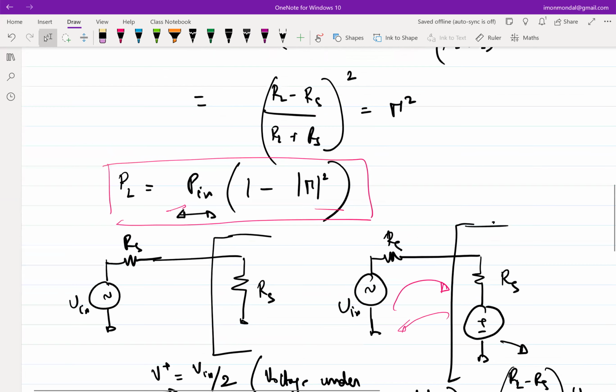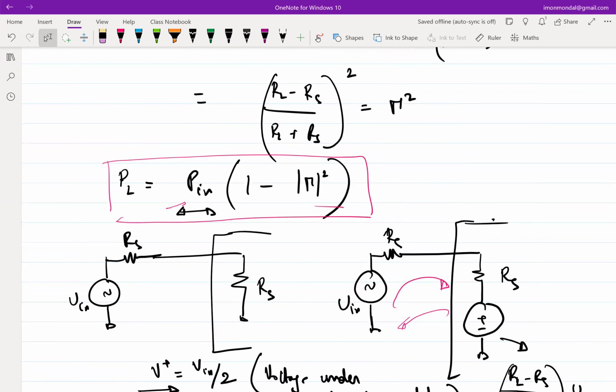Come again. If we put Z in equal to Z in star, yes. Mm-hmm. Gamma won't be equal to 0. Gamma won't be equal to 0. Correct.